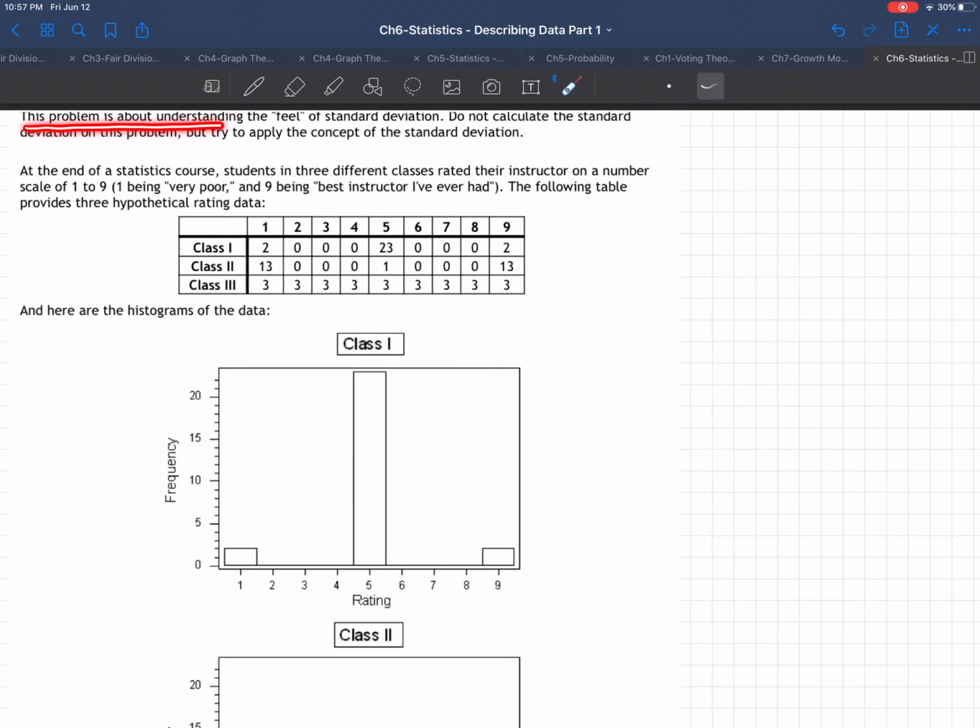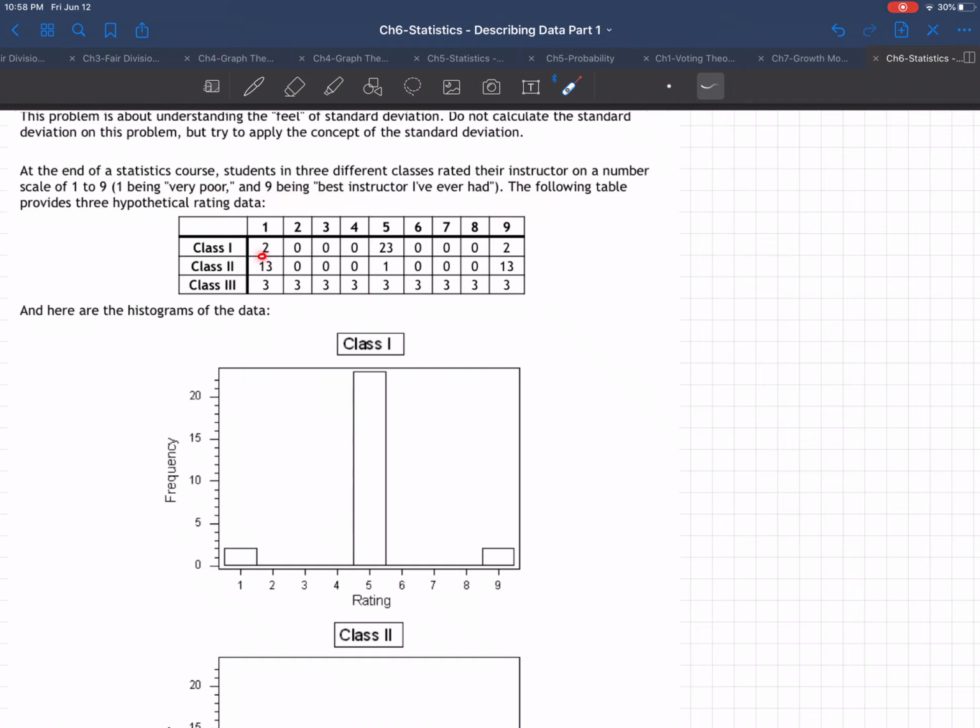This problem is about understanding the feel of standard deviation. Do not calculate the standard deviation on this problem, but try to apply the concept of the standard deviation. So, at the end of a statistics course, students in 3 different classes rated their instructor, 1 to 9, poor to best ever. Here's the table.